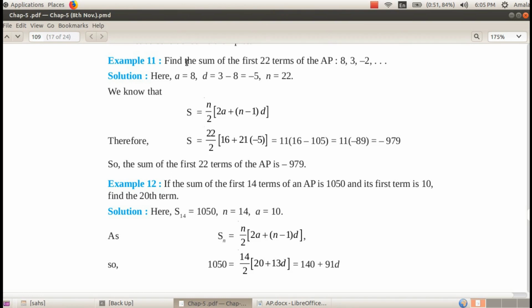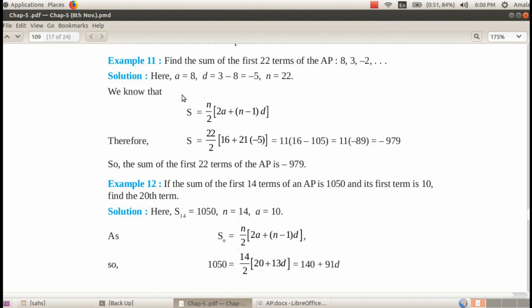Example 11. Find the sum of the first 22 terms of the AP 8, 3, minus 2, etc. In this AP, the first term is 8. Number of terms, the value of n, is 22. And the common difference, second term minus first term, 3 minus 8, that is minus 5.